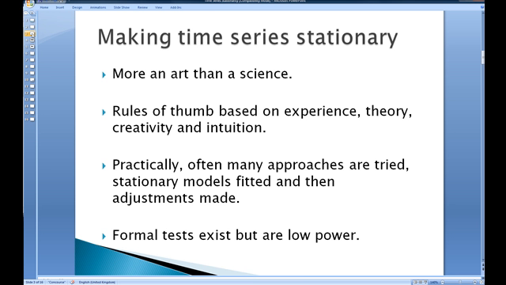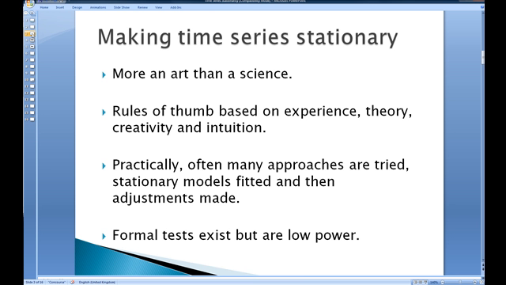A lot of it is based on using rules of thumb which are based on experience and backed up by theory, and often there's some creativity and intuition used with ideas of other models relating to methods to establish stationarity. Practically what you end up doing is fitting many stationary models and then choosing that which fits the data best, however also being the simplest explanation of the patterns being observed.